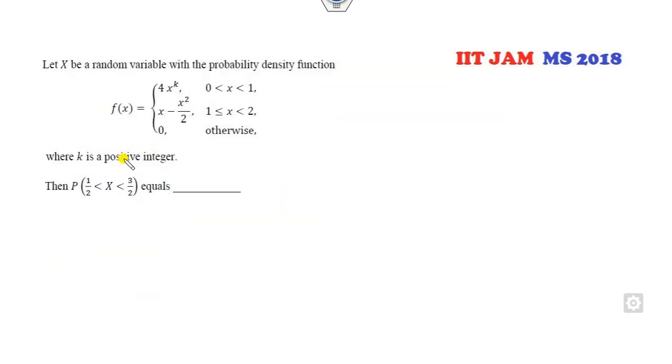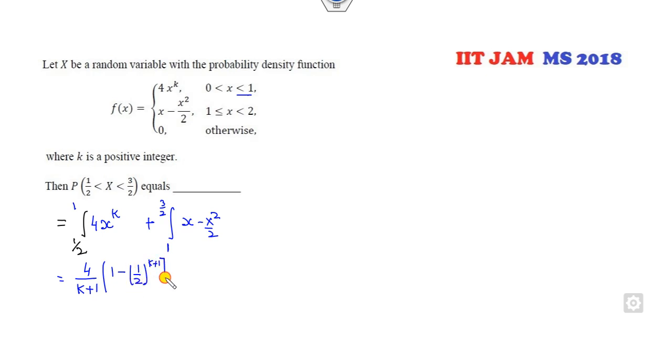Okay, look at the last question. Your target is to find this expression. So half to 1 and 1 to 3 over 2. 4x raised to power k, x minus x squared over 2. So what is the integration of this? 4 over k plus 1, 1 minus half of k plus 1, fine, plus the integration of this, x squared by 2 minus x cube over 6, from 3 by 2 to 1. So it means I need a value of the k firstly.